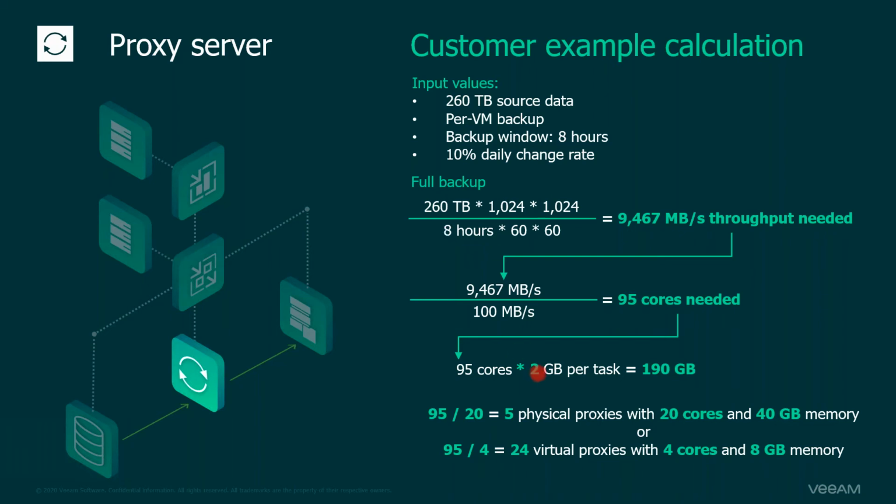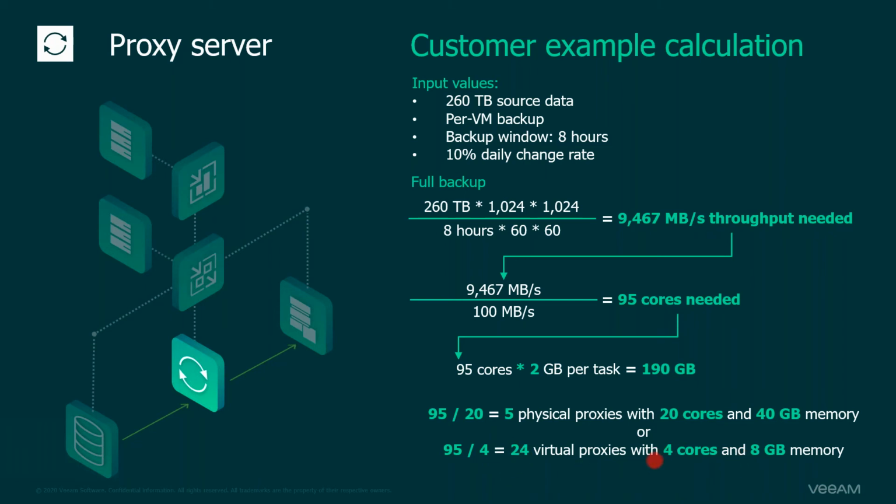We'll multiply that by 2 gigabytes of RAM, right? Because it was 1 CPU, 2 gig of RAM per task. That's going to give us 190 gigabytes of RAM. So if we wanted to size for a full backup environment here and we were doing physical servers using the recommended 20 cores for physical servers, 95 divided by 20 would give us 5 physical proxies with 20 cores and 40 gigabytes of RAM needed for sure. If we wanted to go virtual and stick with just the 4 cores per virtual machine, that would give us 24 virtual machines with 4 cores and 8 gigabytes of RAM each.